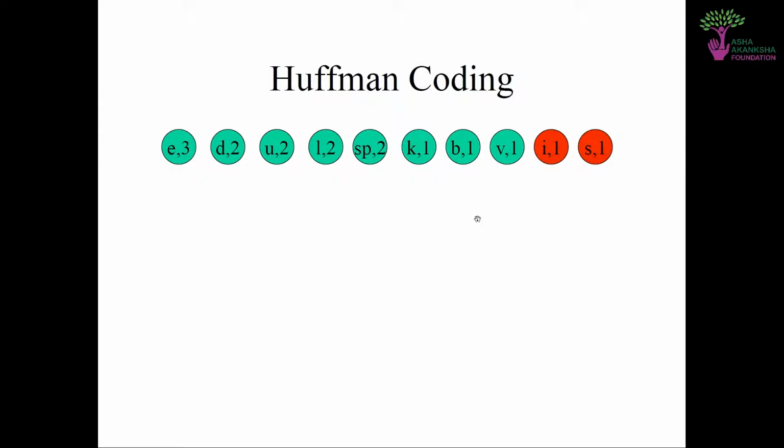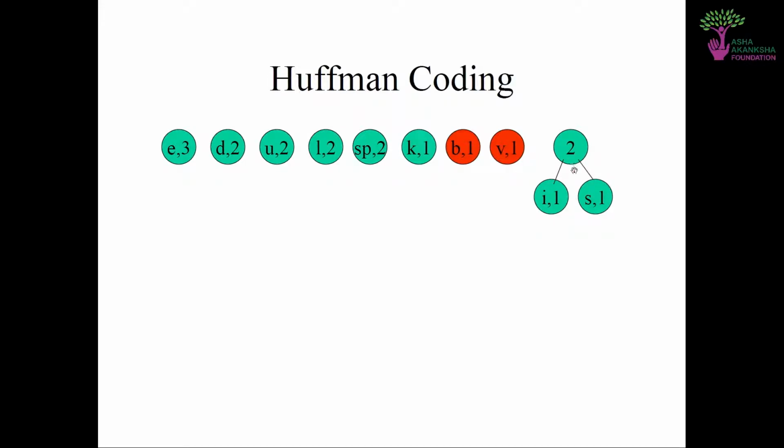Here we take any two nodes with the smallest frequency. In this case, these two have the smallest frequency, which is 1. We are taking these two, but we could have taken, let's say, V and I or K and S. We could have taken any two, so we take any one pairing. Here we are taking I and S. So we combine them. How do we combine them? We make these two children of a single internal node.